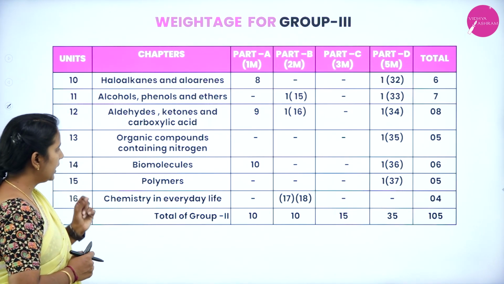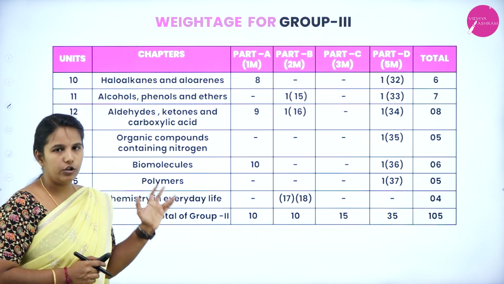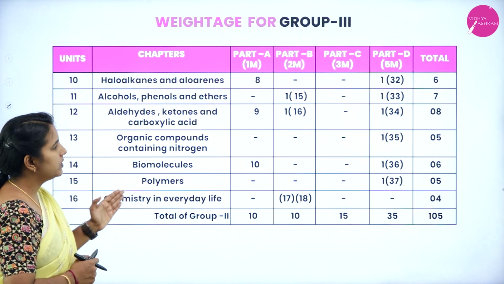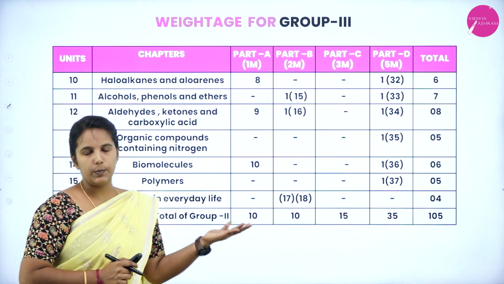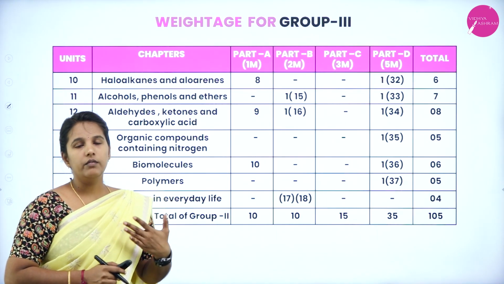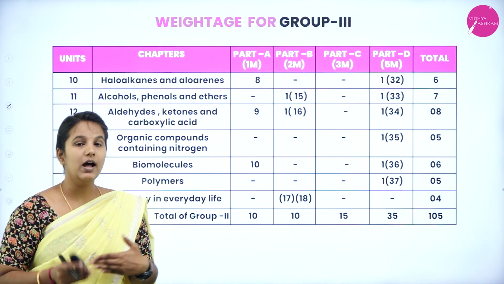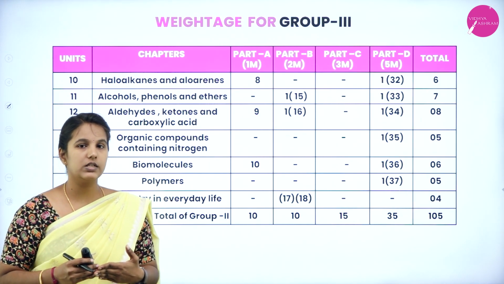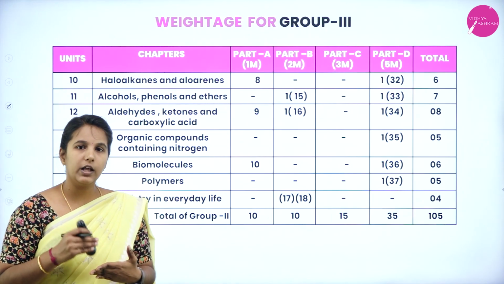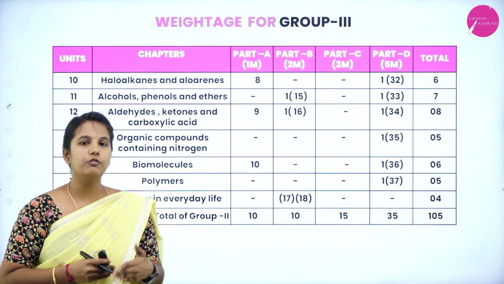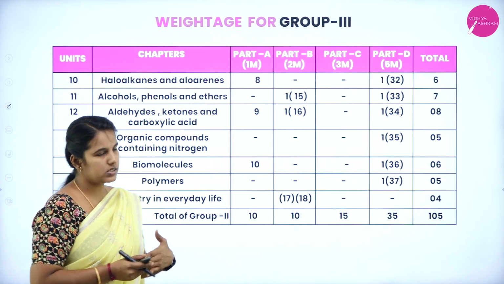Coming into the organic chemistry containing nitrogen, or you can say amines. From this unit we can directly expect a 5 mark question. In this chapter we are going to study more about amines, how they form, their physical and chemical properties, and the preparation and formation of diazonium salts.